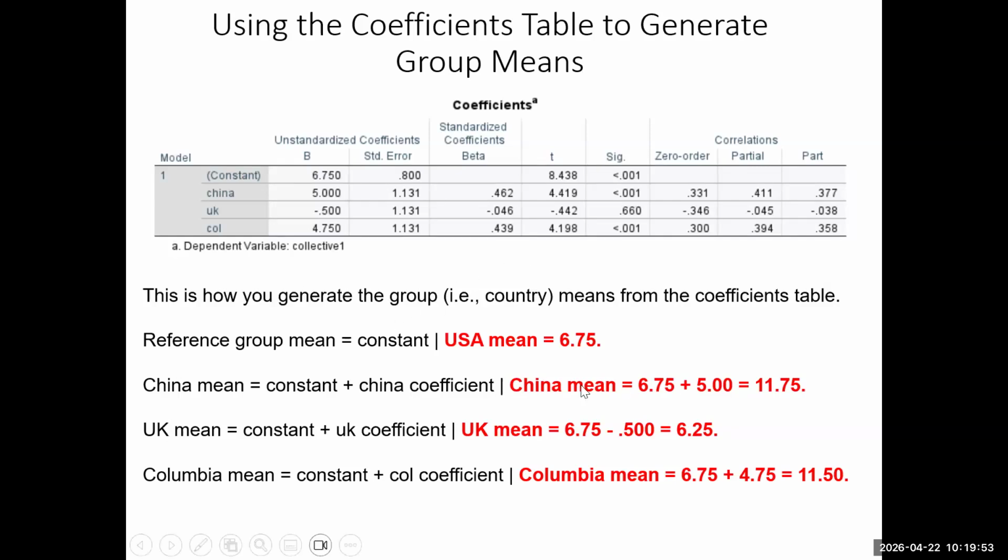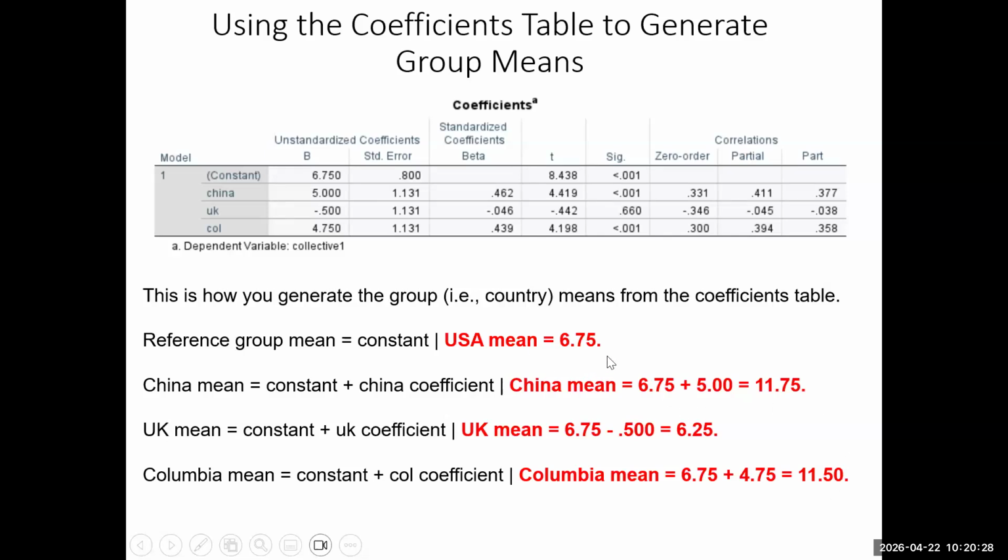Okay, so I mentioned before that the USA mean is going to be the constant, 6.75. The China mean is going to be the constant plus the China coefficient, so 6.75 plus 5 gives us a mean of 11.75. The UK mean is going to be the constant plus the UK coefficient, so in this case it's going to be 6.75 minus 0.5, which will give us 6.25. And then the Columbia mean is going to be the constant plus the Columbia coefficient. 6.75 plus 4.75 will give us a mean for the Columbia group of 11.50.